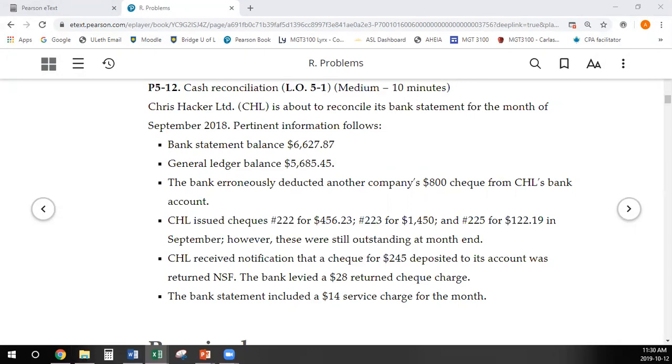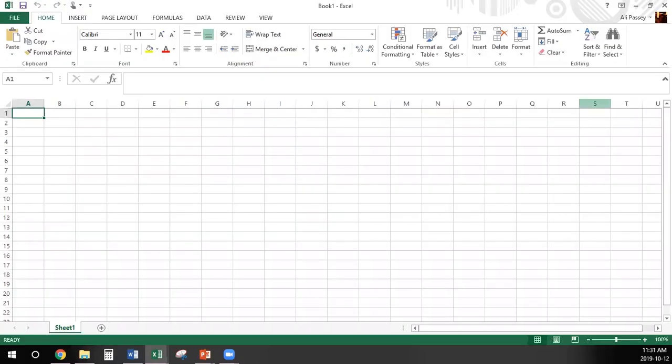So let's work through this problem. If we're following the steps in the example on page 206 to 208 of your textbook, then we would start first with step number 1, which is to begin with the bank balance and then adjust for items that are transactions recorded in the general ledger, but the bank hasn't yet recorded. So the first step is to start with the bank balance.